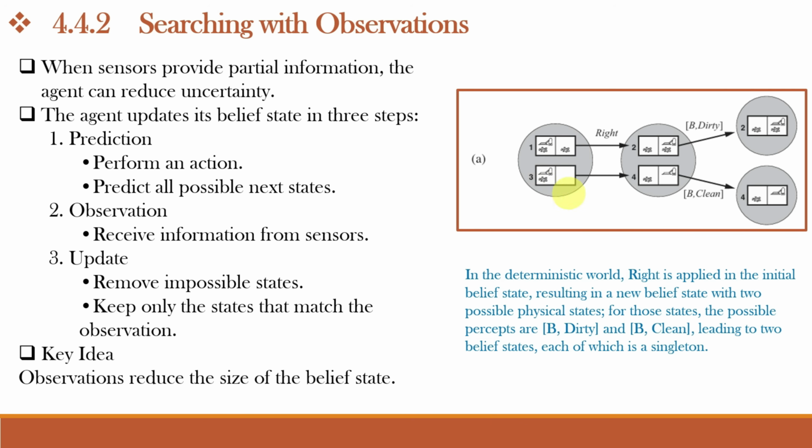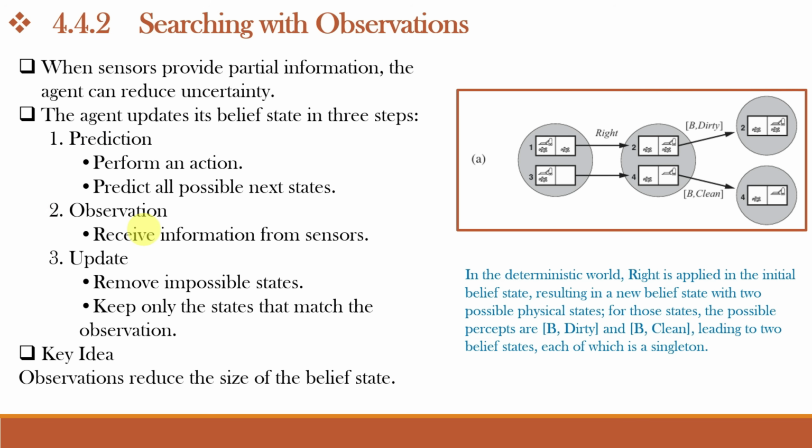However, it cannot see the entire environment. Because of this, the agent still maintains a belief state, but now sensors help reduce the uncertainty. And this belief state is updated in 3 simple steps. Step 1 is prediction. The agent first performs an action. Suppose the action is move right, and based on its current belief state, it predicts all possible states that it may reach. Notice that this prediction is done before receiving any sensor information. So after prediction, the agent is still uncertain.